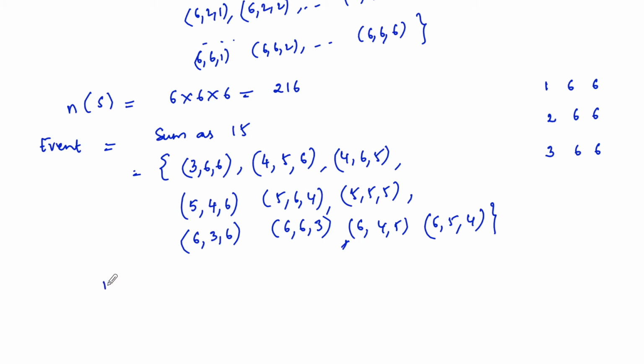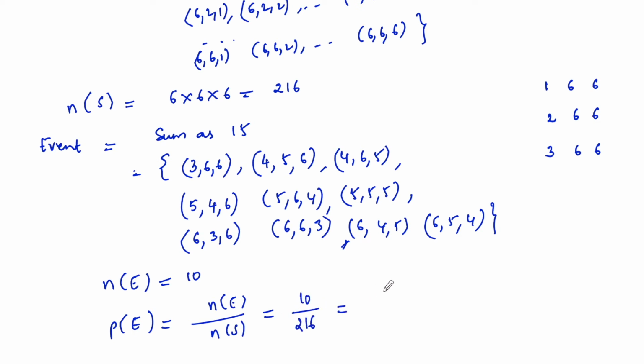So that is for the event. So n of E is equal to total 10. Therefore the probability of an event is equal to n of E upon n of S, that is 10 upon 216. So we can write 5 divided by 108. So 5 upon 108 is the answer.